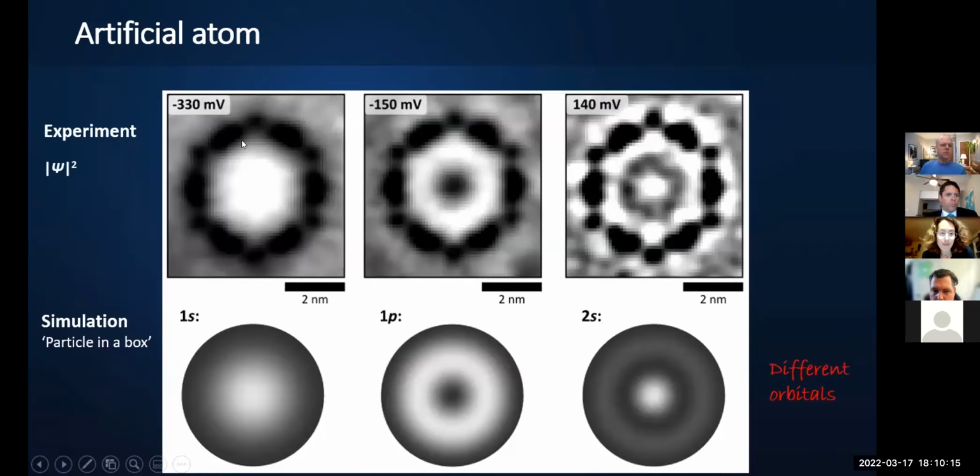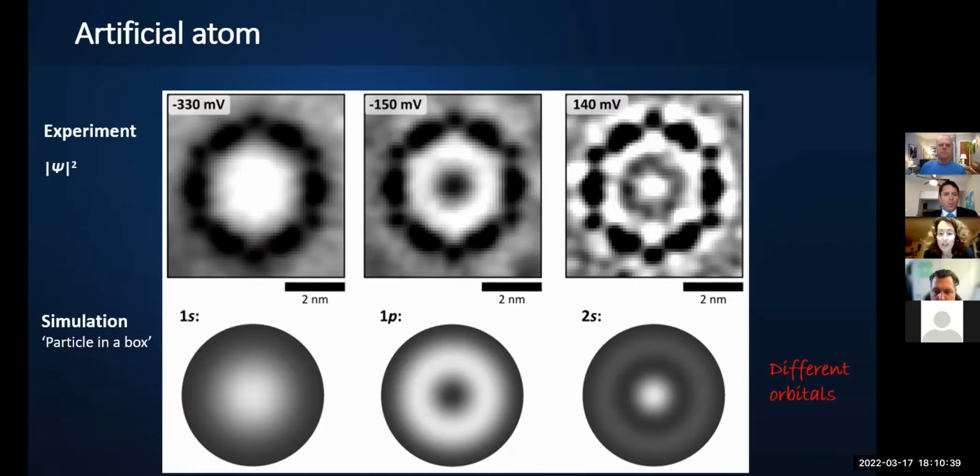Here you see it a bit better. These black ones are the scatterers again. These are CO molecules, and they confine the electrons here. At low energy, it's like a 1s orbital. Higher energy, like a 2s orbital, 1p orbital, and here 2s. So that is great. We created artificial atoms in this way.